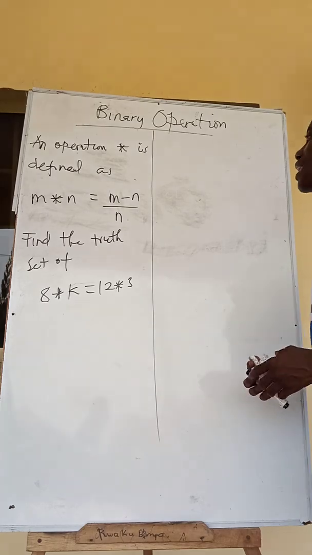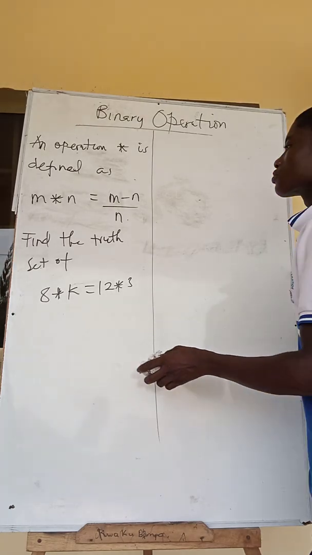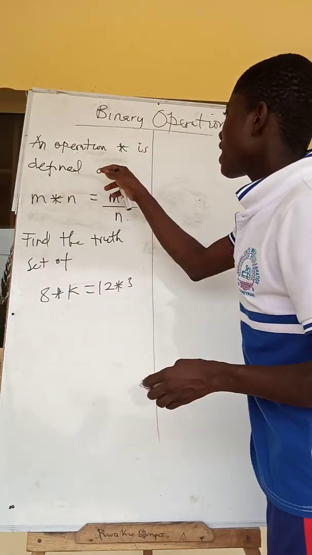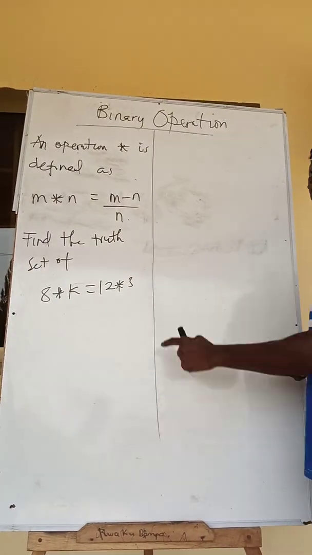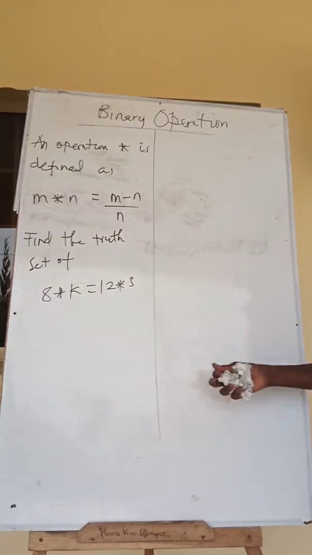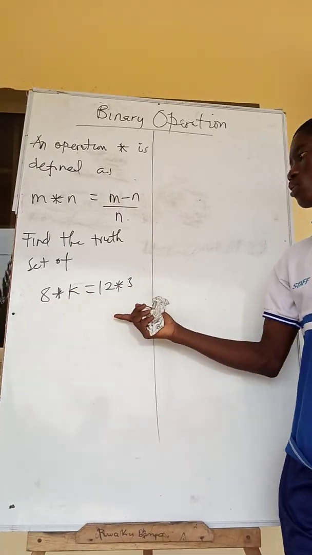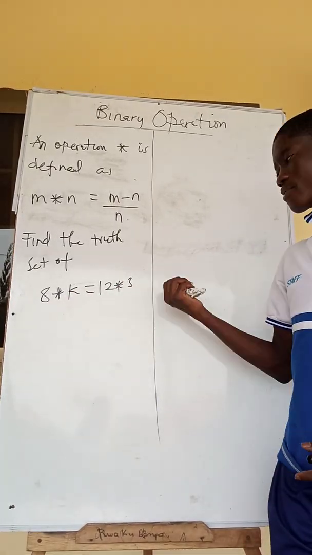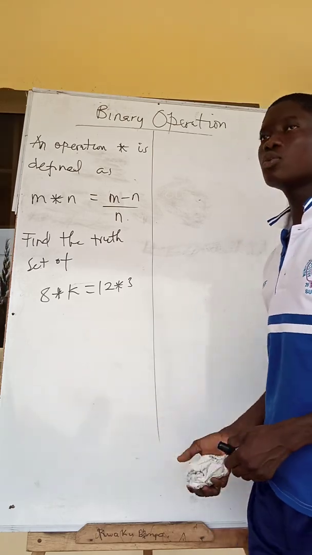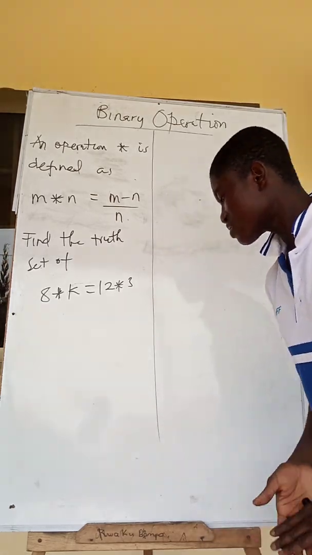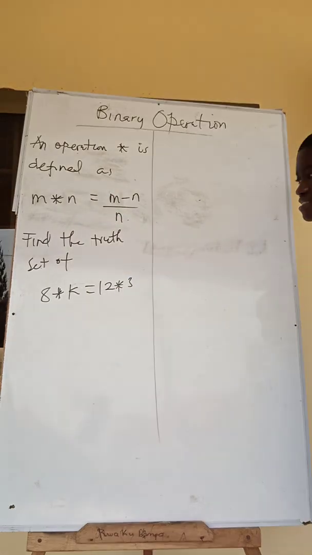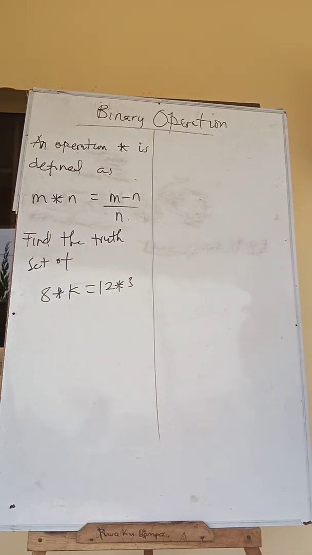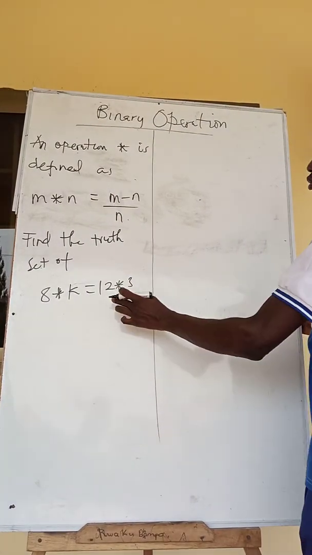Alright, this is going to be our last example. The operation star is defined as m star n equals (m minus n) over n. We have to find the true set of 8 star k equals 12 star 3. So first we need to find the value of k, and it is our duty to find the value of k using the function that is given.